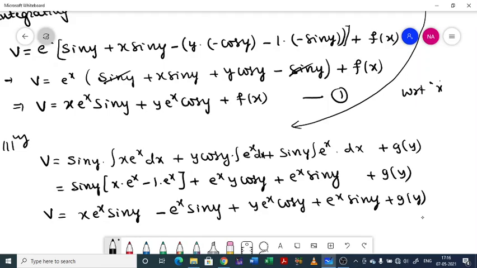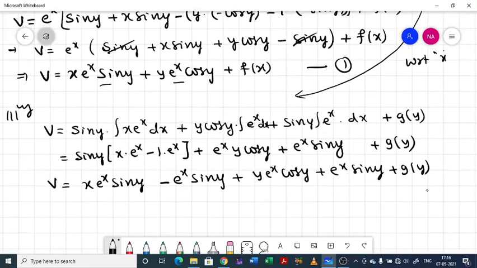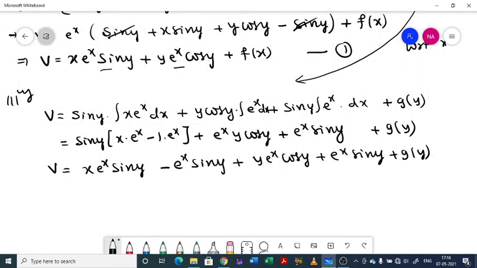So g of y represents a function that is not containing x. If you look into this, here that contains x, this also contains x. So g of y you have to put 0. G of y you must take 0. Similarly f of x represents a function that is not containing y. So this contains y, this contains y, this also contains y, and this one contains y.